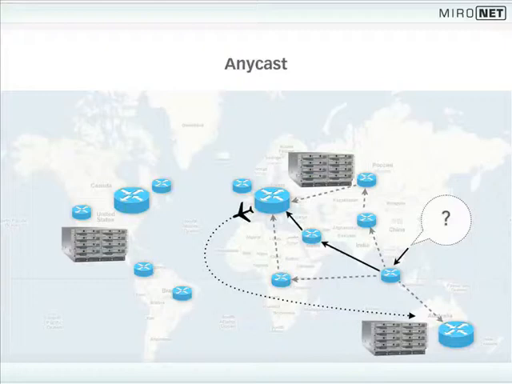Therefore, he asks the other routers, or his neighbors, his BGP neighbors. And these routers already told him their view of the internet. So he gets to a decision where he wants to go. And that's always the shortest path, or the path with the least hops. That's how the internet works, basically.